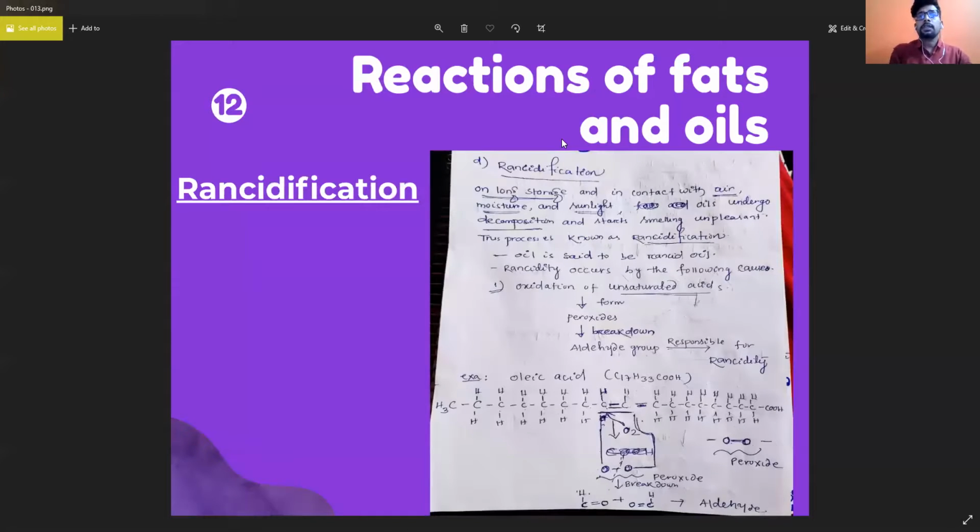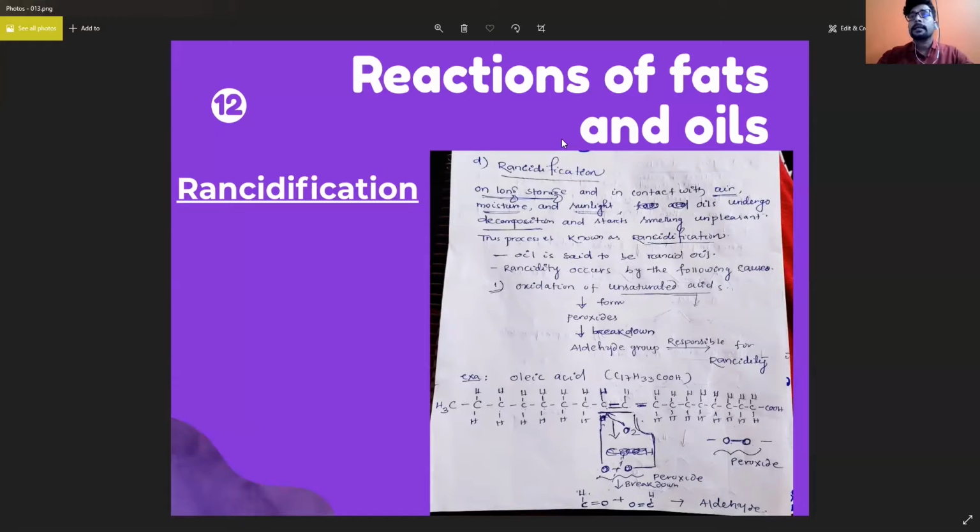Next one is rancidification. What is the meaning of rancidity? An unpleasant taste and smell is called rancidity. What is the meaning of rancidification? On long storage and in contact with air, moisture, and sunlight, oils undergo decomposition and start smelling unpleasant. This process is known as rancidification. The oil degrades and starts smelling unpleasant.